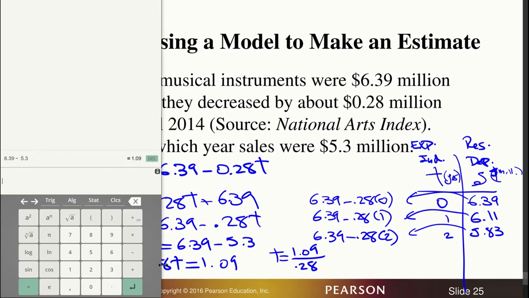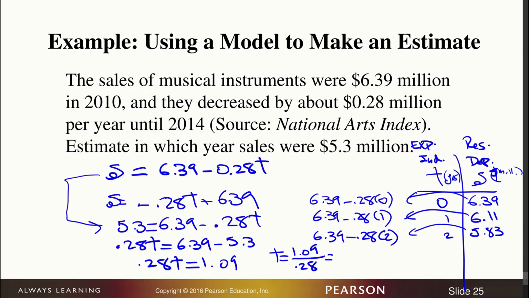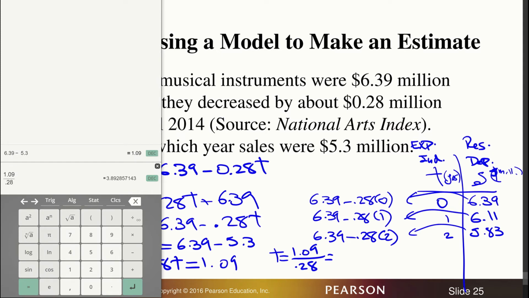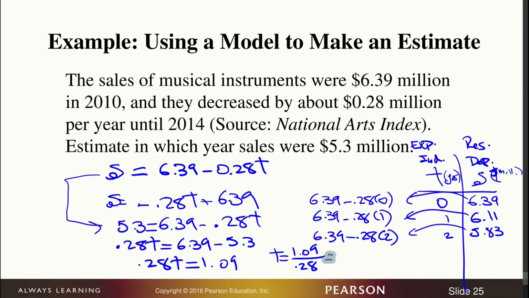All right, so 1.09 divided by 0.28. So we get, oh, I lost my calculator, 3.89 approximately. So if we're going to go ahead and round that to the nearest whole number, that's approximately 4, right?